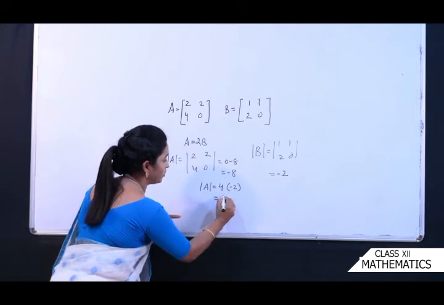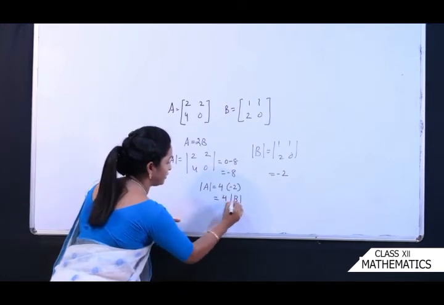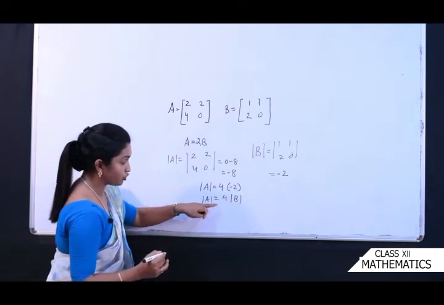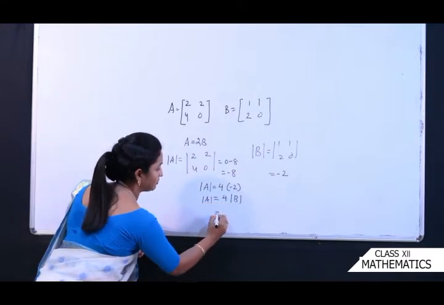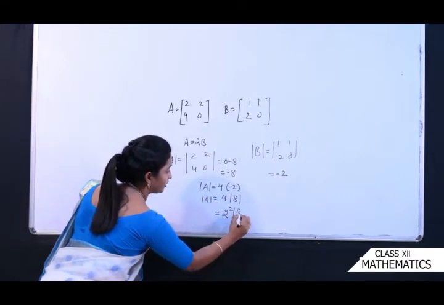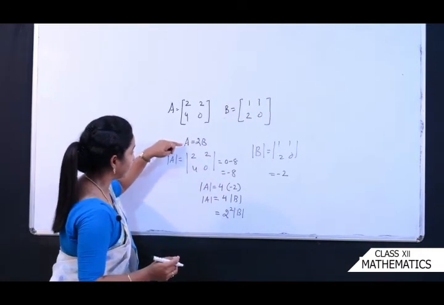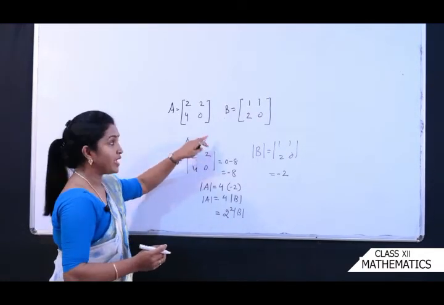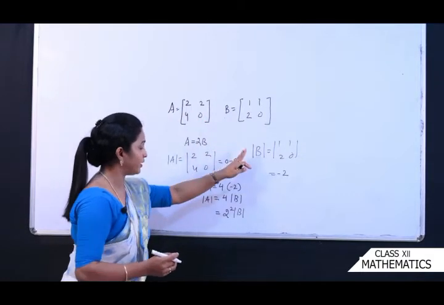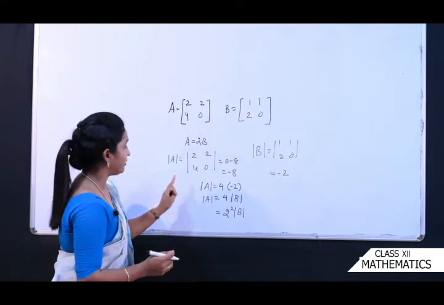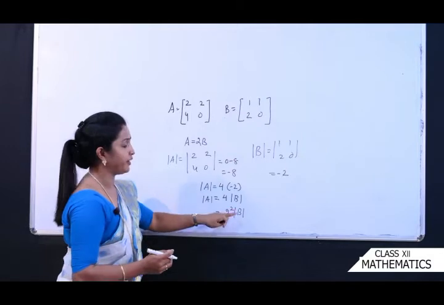That means you can write it as 4 into determinant of B. Determinant A is equal to 4 into determinant B, which is nothing but 2 square into determinant B. Now, what does it mean? When you're given that A is equal to 2B and the matrix is of order 2 by 2, then you can write determinant A will always be 2 square determinant of B.